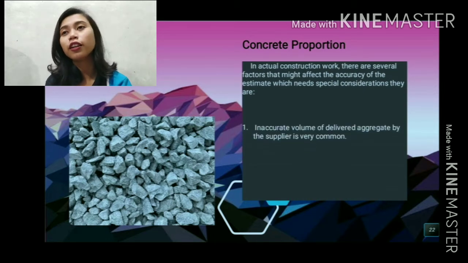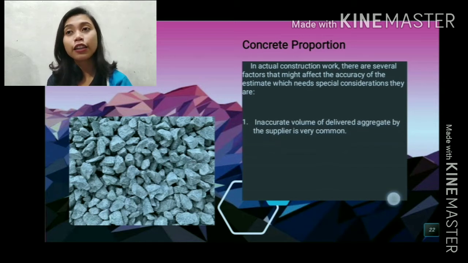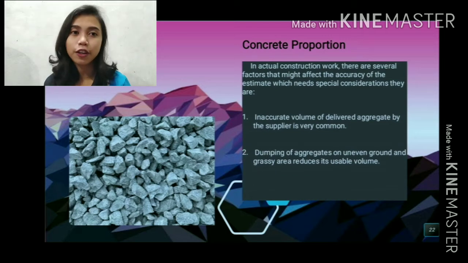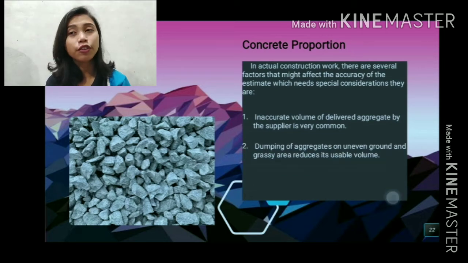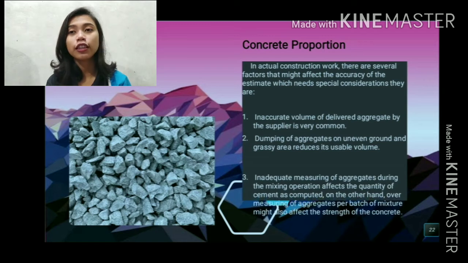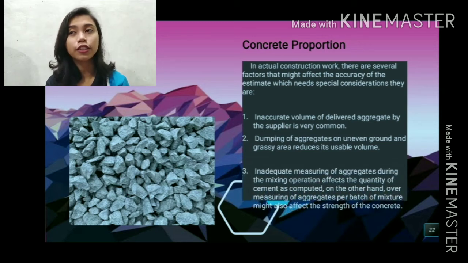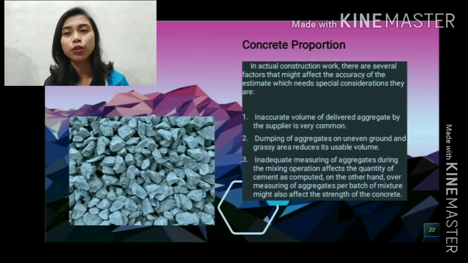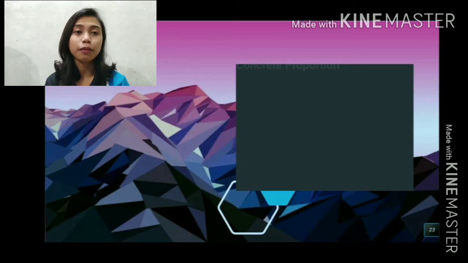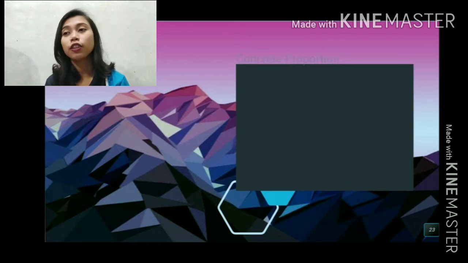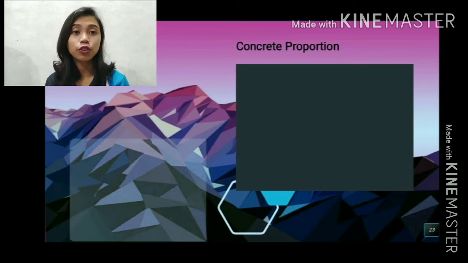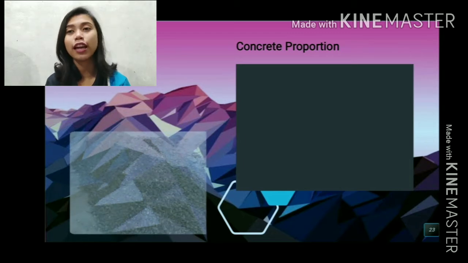So these are, first, the inaccurate volume of delivered aggregate by the supplier is very common. So the delivery truck should be measured to check if the volume of aggregates being delivered is exactly as ordered. This is common during the construction work, there might be times where laborers fail to observe the right measuring of aggregates being delivered to the mixer. So the quantity of such construction materials must always be checked.